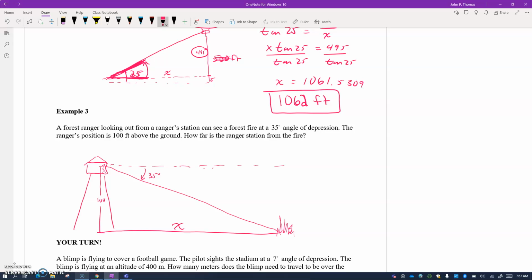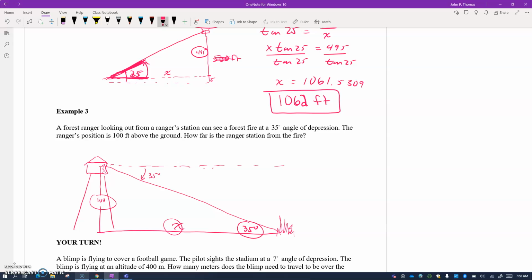So one thing we can do is we know we have two parallel lines, this dashed line at the top and the solid line at the bottom. So I can bring that 35 degrees down here. An angle of depression from above is the same as an angle of elevation from below. So if I go to the fire and I look up, angle of elevation 35. If I go to the top of the station and look down, angle of depression is 35, the same line of sight.